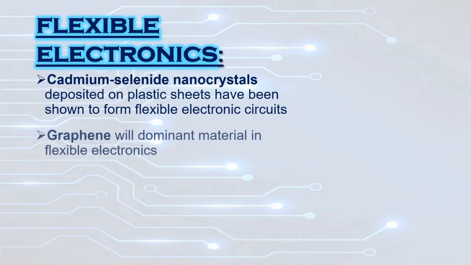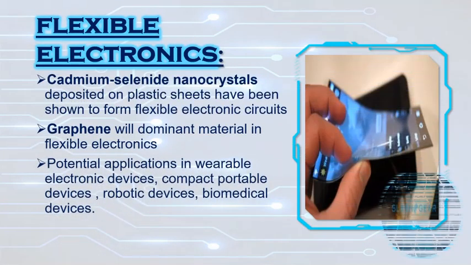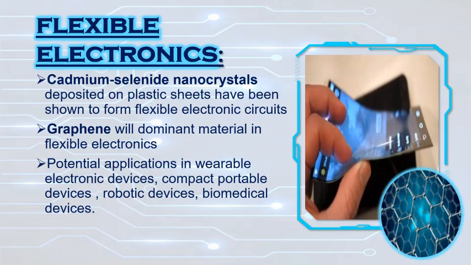Flexible electronics. Cadmium selenide nanocrystals, when deposited on plastic sheets, have been shown to form flexible electronic circuits. It is believed that graphene will be the dominant material in flexible electronics. Potential applications of these flexible electronics will be in wearable electronic devices, compact portable devices, robotic devices and biomedical devices.